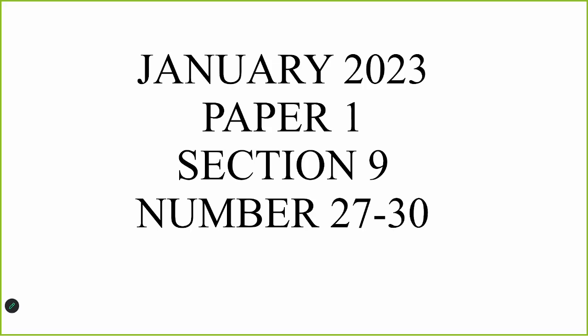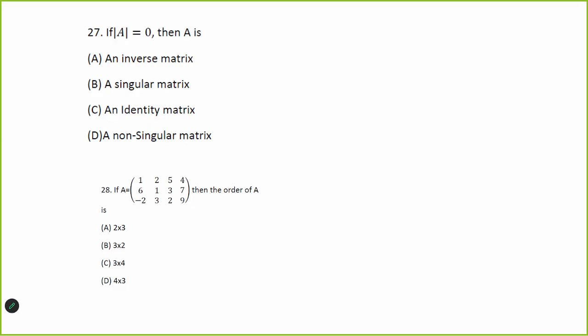Right, so now we're going to be doing January 2023, section 9, 27 to 30. 27. When you see 2 straight lines like that, it means determinant. So when your determinant is equal to 0, this is a singular matrix.